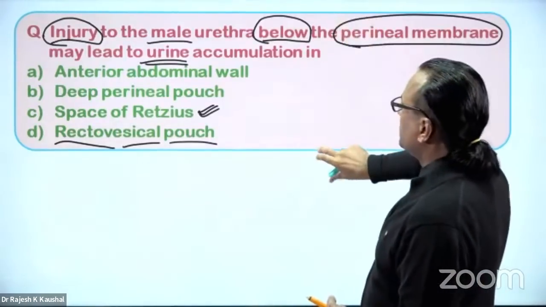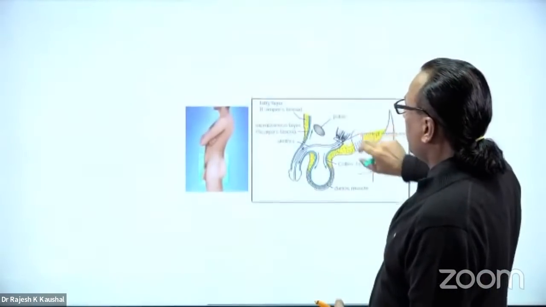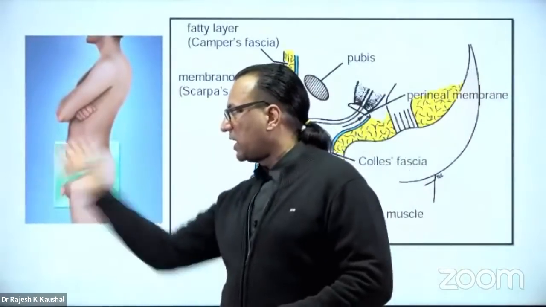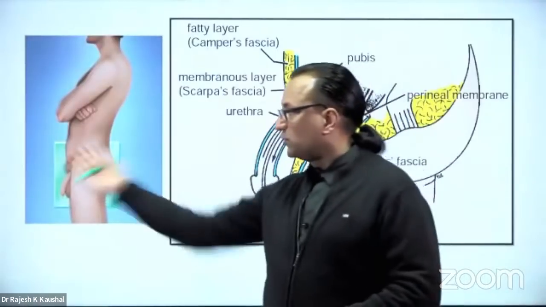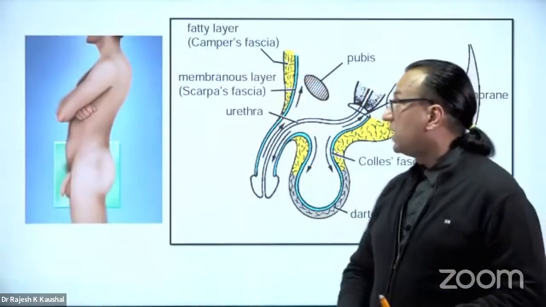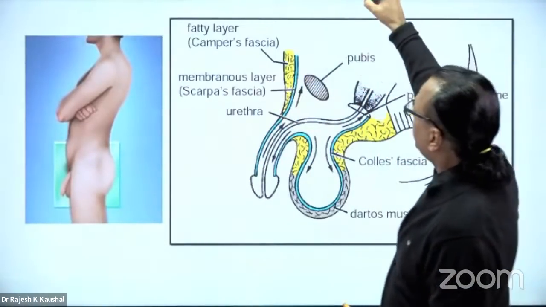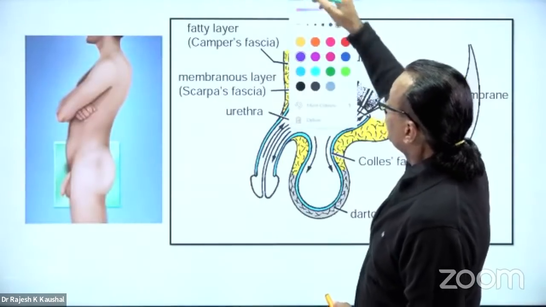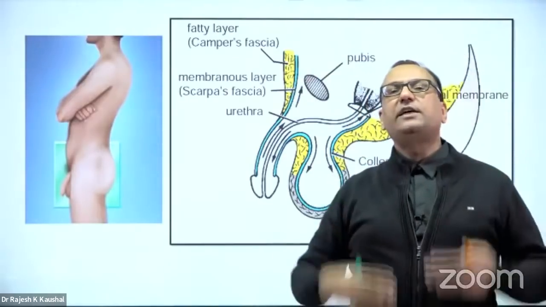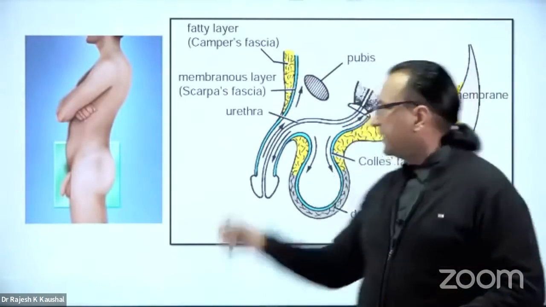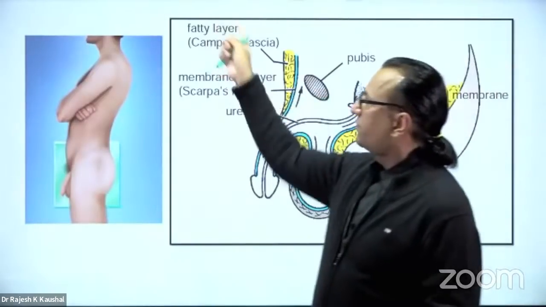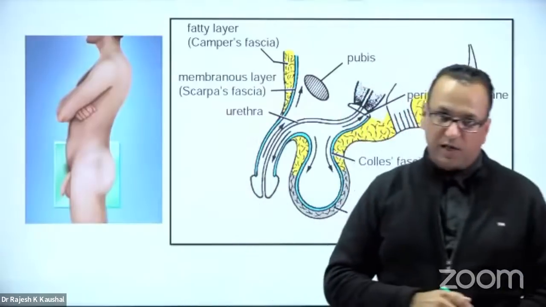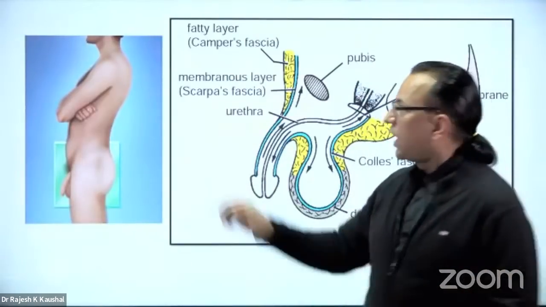And as we start, we have to look at the side view of a male pelvis. We are taking a sagittal section, anterior to posterior. And as you do that, you will notice that there is a fascia running on the anterior abdominal wall. In the anterior abdominal wall, you have two fascia. There is a fatty layer, Camper's fascia, and there is a membranous layer, Scarpa's fascia. We have to follow the Scarpa's fascia.